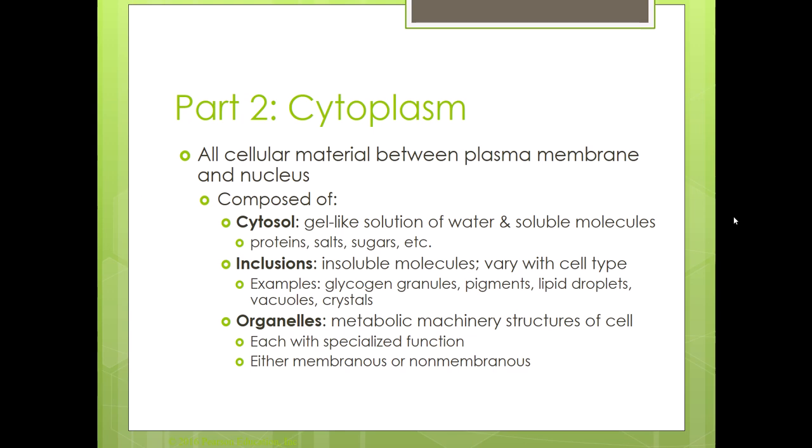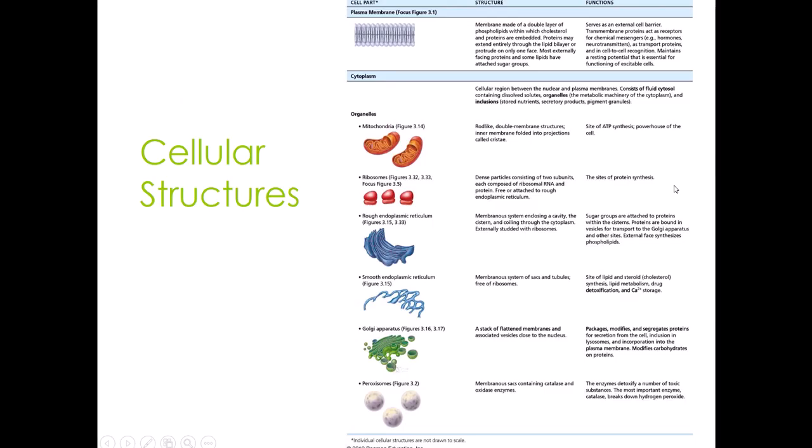And then lastly, which is the biggest part of this part 2, are all of the cellular organelles. These are all of the metabolic machinery of the cell, all of the things inside the cell that make the cell function. They all have a very specialized function. Some of them are membranous, meaning they're somewhat contiguous with either the nuclear envelope or the plasma membrane. Some of them are non-membranous, and there are a ton of them.